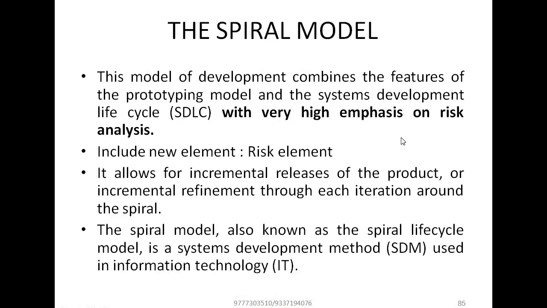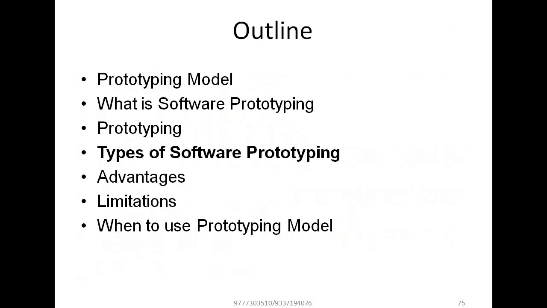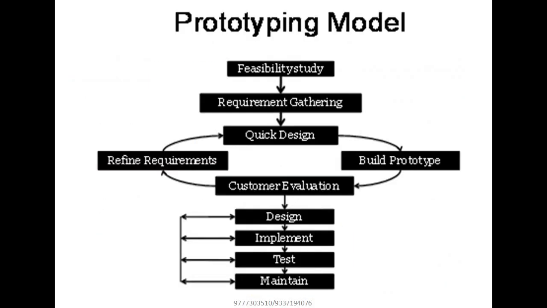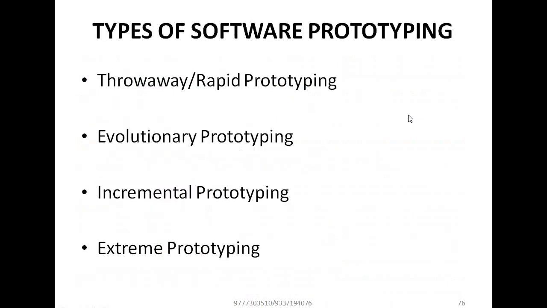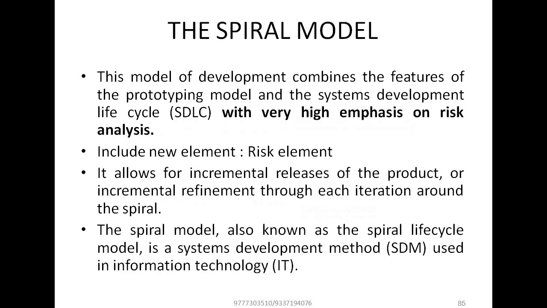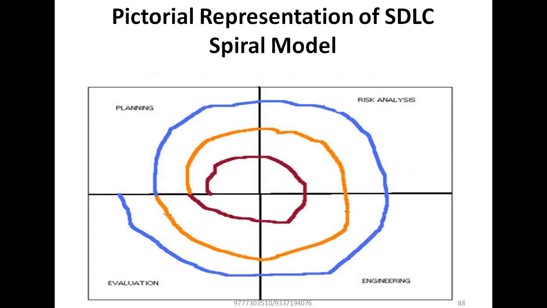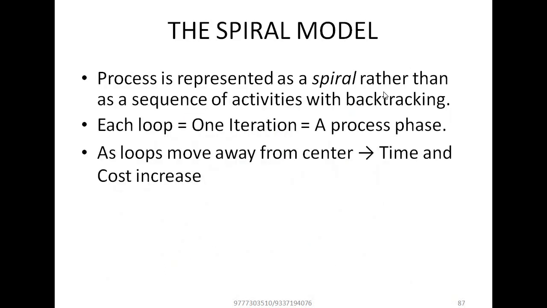But in the previous diagrams, see one diagram. This is the prototyping model. Here the phases are represented in a sequential manner, one by one: first feasibility study, requirement gathering, quick design, customer evaluation, design. That means all the phases are completed in a sequential manner. But instead of representing all the models in a sequential manner, I can represent each and every process in a spiral manner, that means in a cyclic way. That is what is written here.